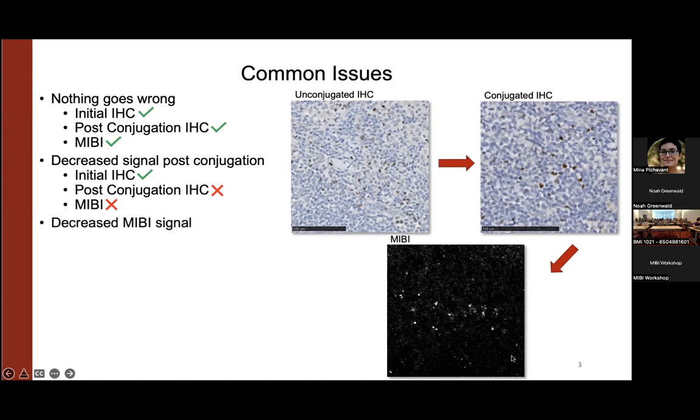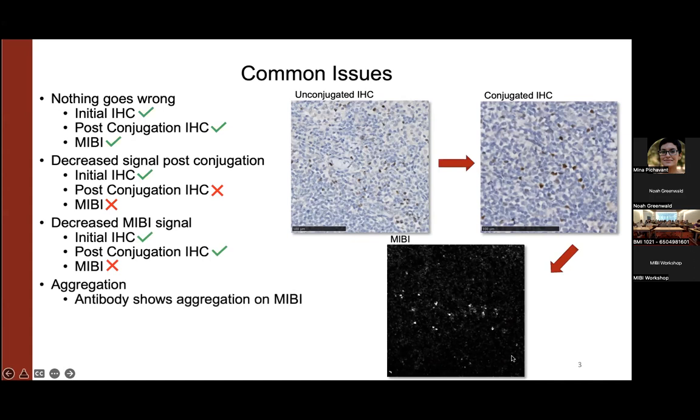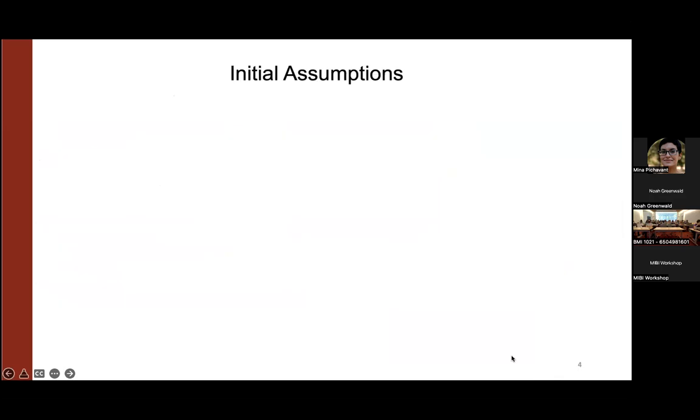There can also just be a decrease in MIBI signal. You did an initial IHC, it looked good. After that, you conjugated and did another IHC, which also looked good, but for whatever reason, your MIBI image is not showing up, or your antibody is no longer working on MIBI. We'll be addressing this issue. And lastly, we'll be addressing aggregation. This can happen when you reach really high titers, or there are some antibodies that are prone to aggregation, and there are some things we can do to address these aggregation issues.